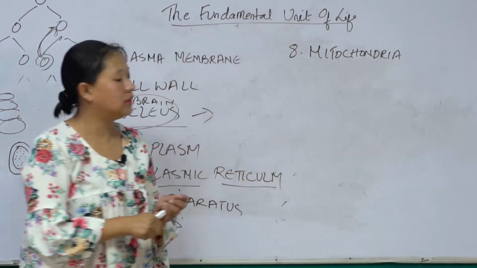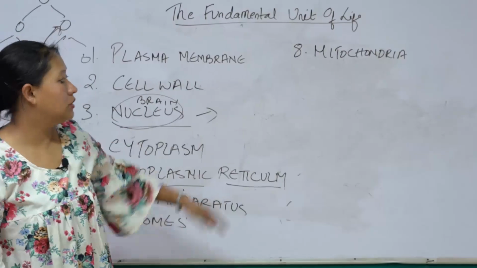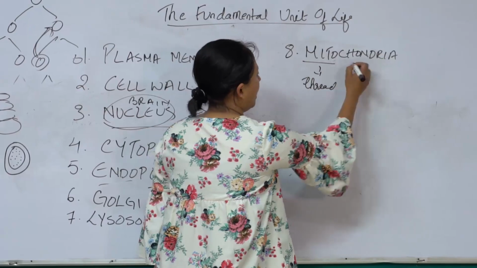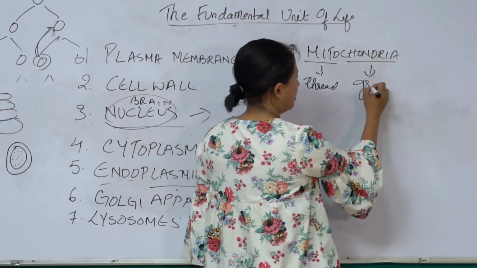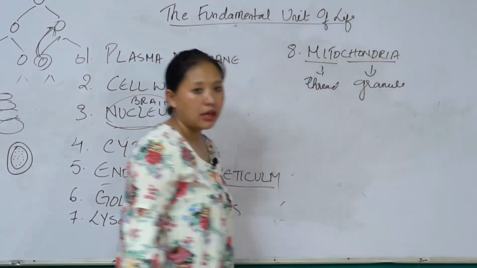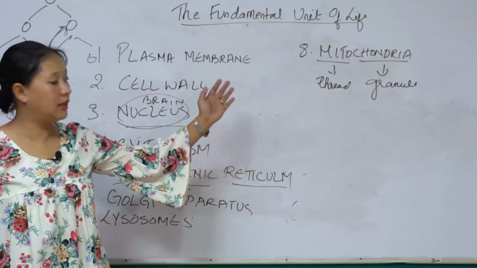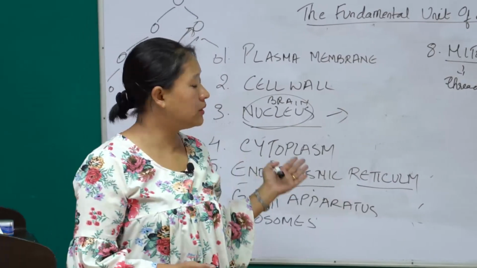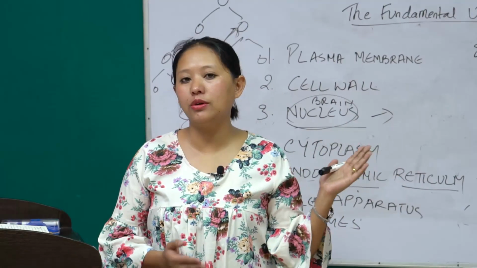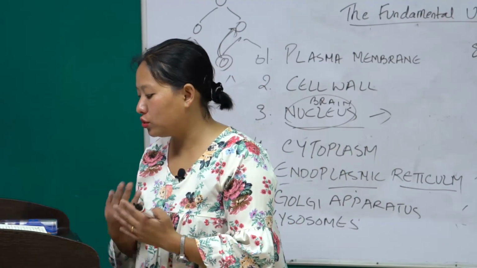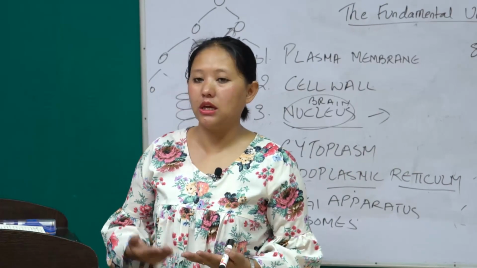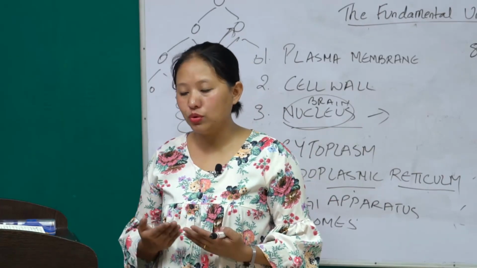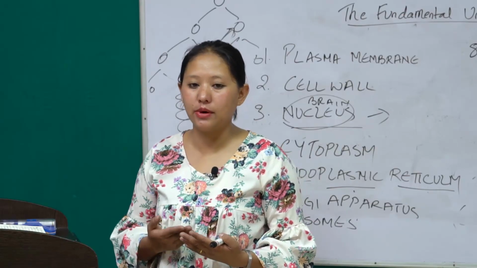The next cell organelle is mitochondria. Mito means thread and chondria means granule. So mitochondria are thread-like structures with granules in them, enclosed by two membranes, that is the inner membrane and the outer membrane. The outer membrane is smooth and porous, whereas the inner membrane is folded.